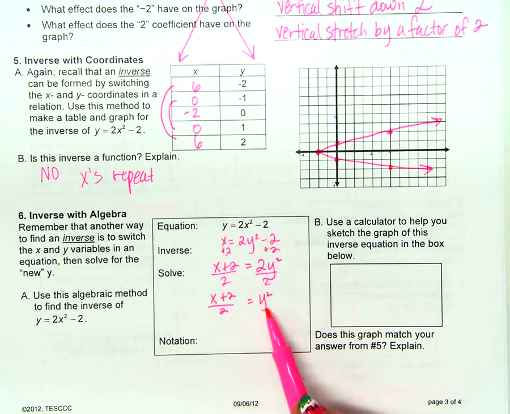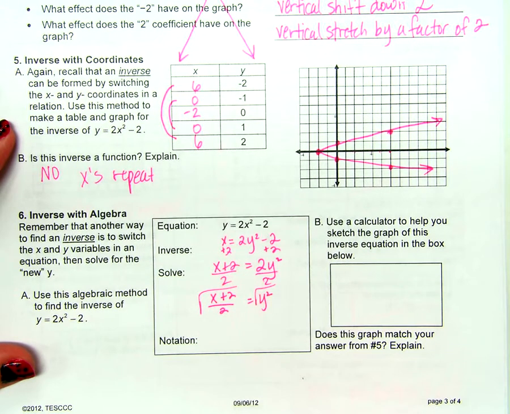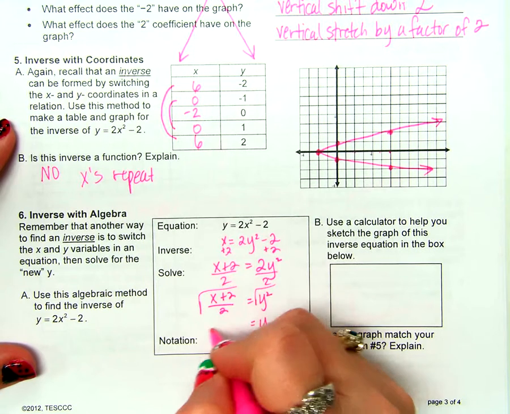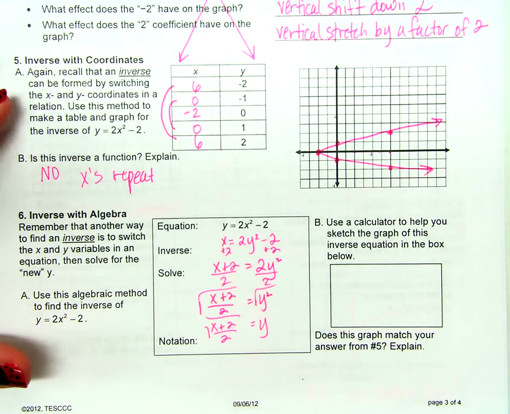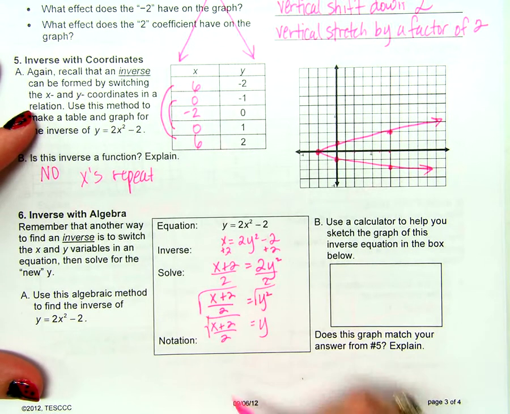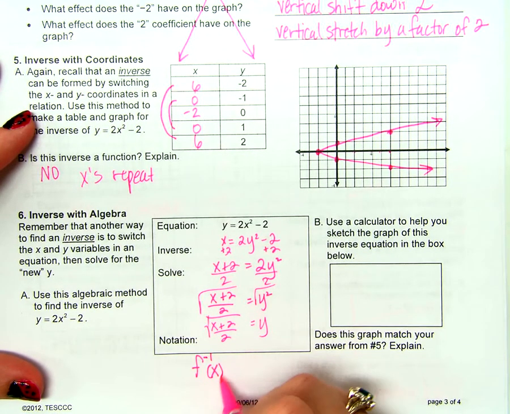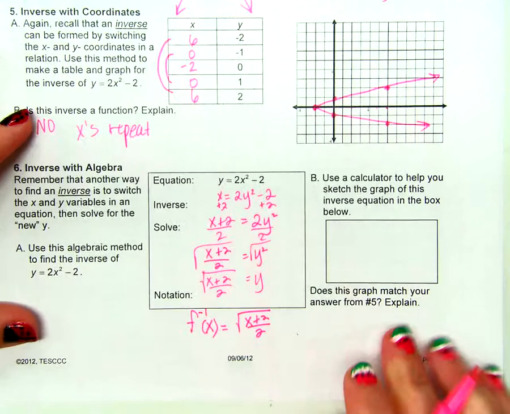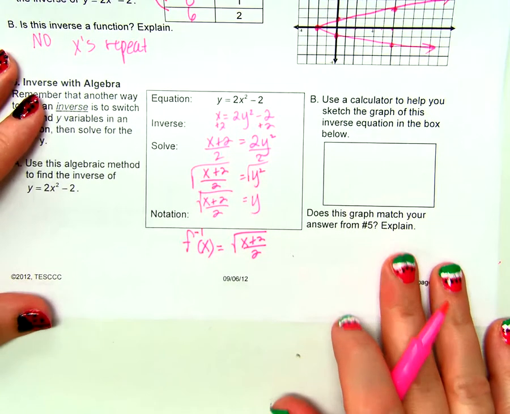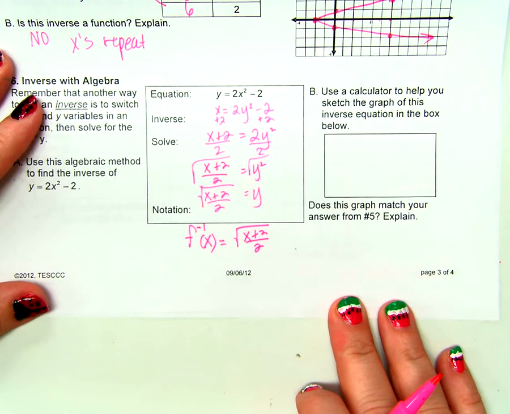How do I solve for y now? Square root both sides. Y equals the square root of x plus 2 over 2. What would that look like in function notation? Sorry, let me move it up. Does that make sense? Inverse.